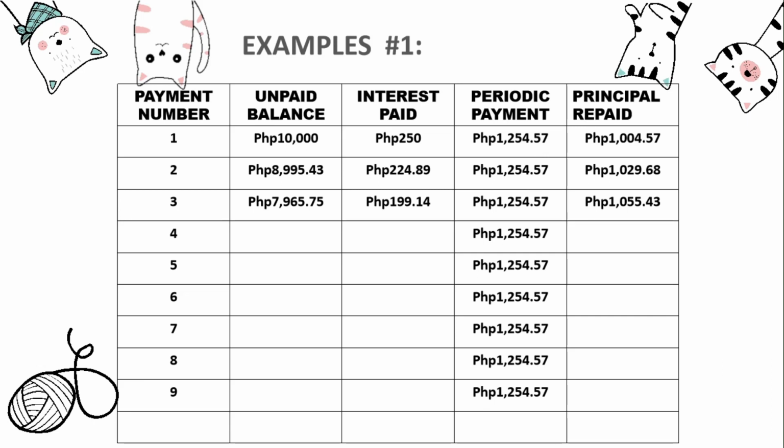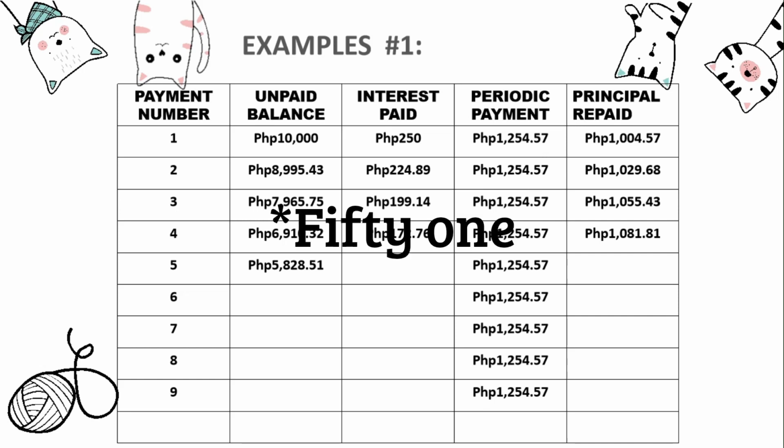To get our fourth unpaid balance, let's subtract the new principal repaid from our previous unpaid balance. So 7,965.75 minus 1,055.43 pesos is equal to 6,910.32. Let's multiply it by 0.025. We will get 172.76, and let's subtract it from our periodic payment. We will get 1,081.81. Let's subtract it from our previous unpaid balance, which is 6,910.32. We will get 5,828.51. Again, let's multiply it by our I, which is 0.025.